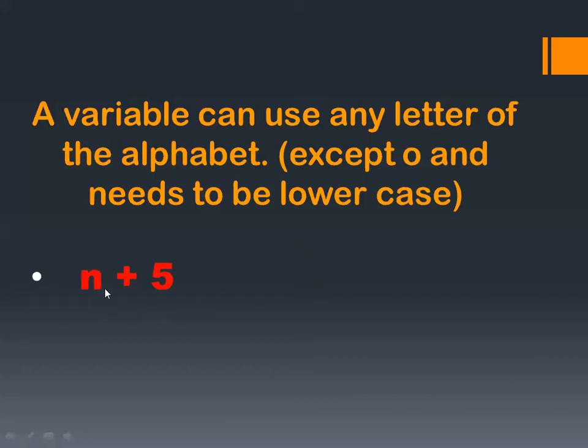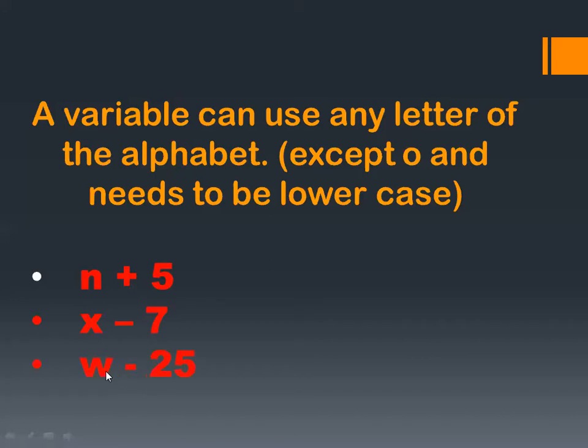Okay, here I am going to give you some more examples of variables. Here you have n plus 5. 5 is the number, n is the letter, or you can say alphabet. So it is a variable. Similarly, what is the variable here? Here the variable is x. Why is the variable here x? Because it is the alphabet. But 7 is not the variable.